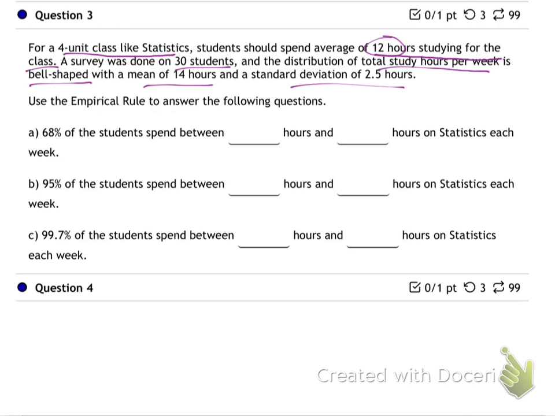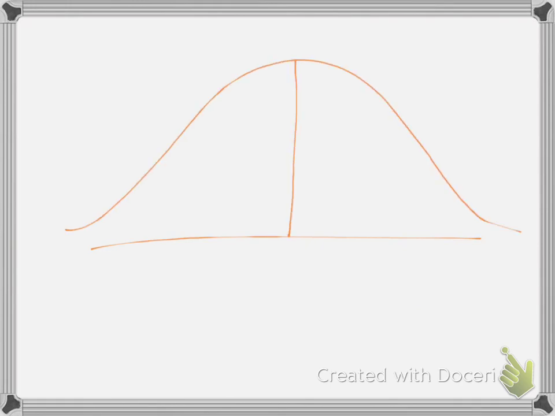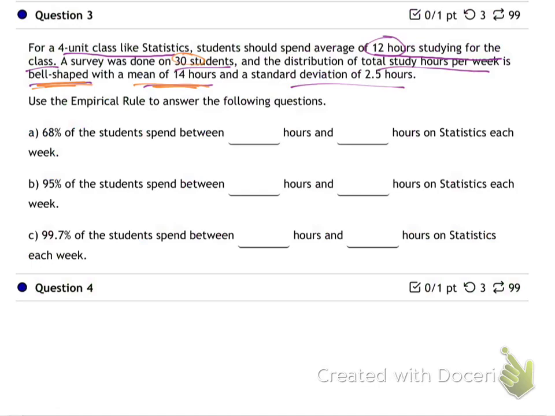So they're talking about hours people study statistics. They asked 30 students. They say it's a bell-shaped distribution. The mean is 14. Let me draw a curve somewhere we have some room. I'm going to draw another bell curve. All right, here we go, another bell curve. What's the middle? This is for the students' hours of studying. So what's the average? 14 hours.